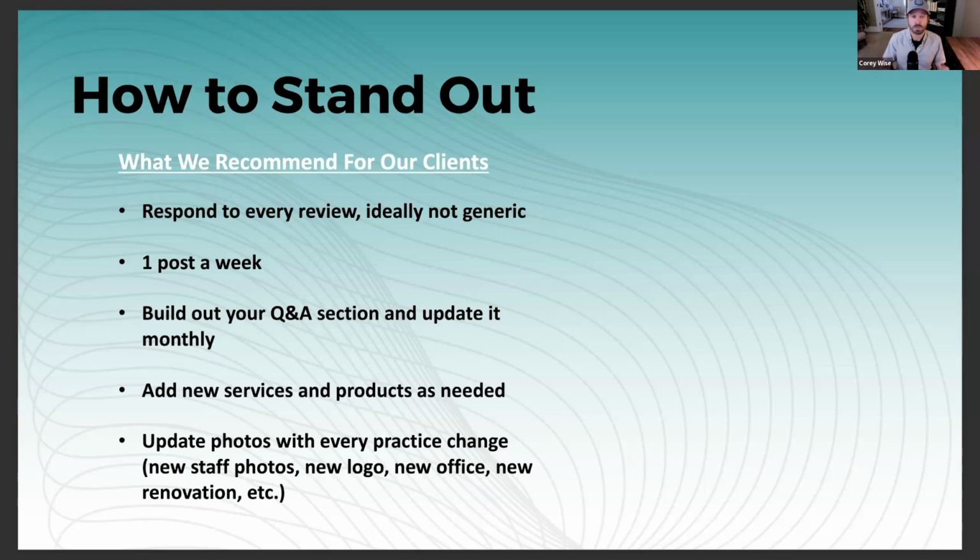We don't want confusion. So, first and foremost, have one Google business profile per practice per location. Make sure that it's complete so that you have something in each section.